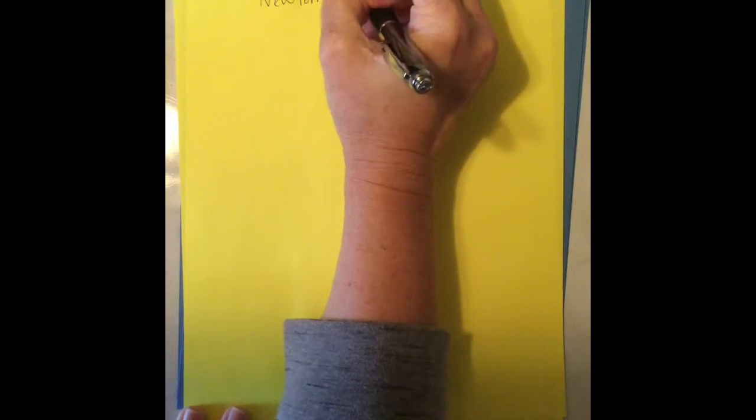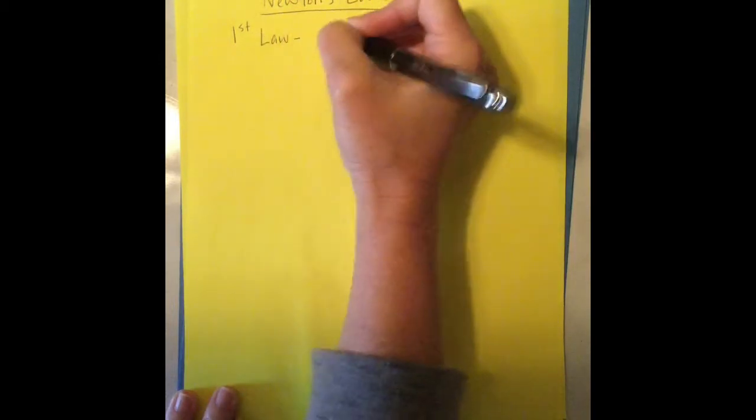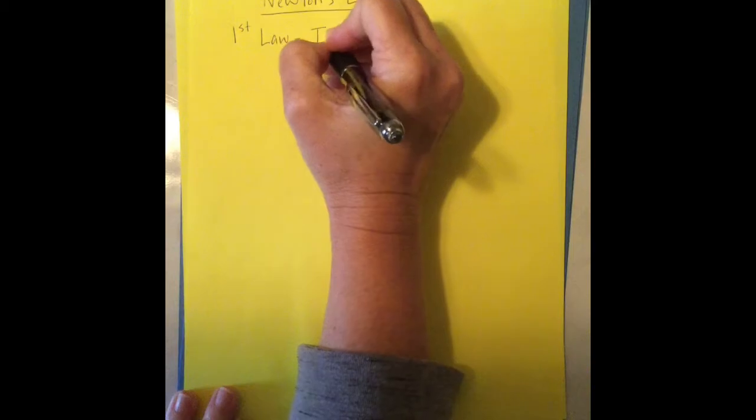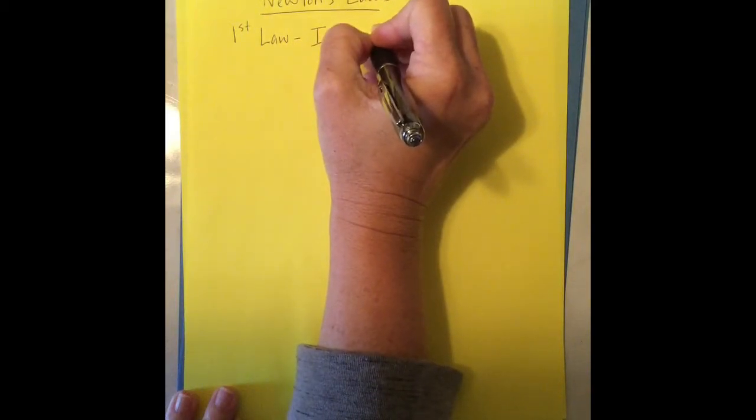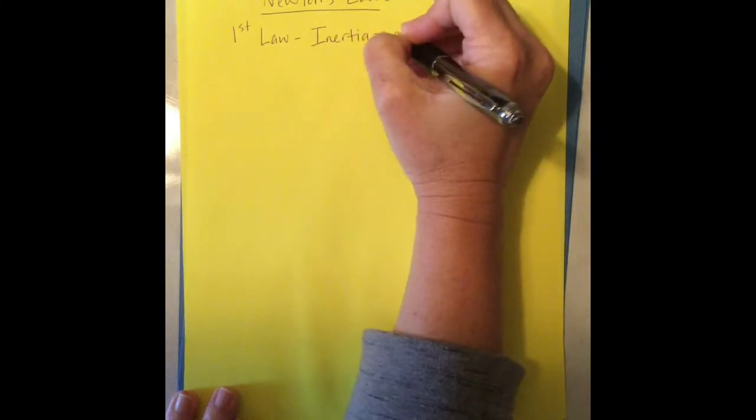The first law, remember, the first law is the law of inertia. And the law of inertia says that an object in motion will remain in motion, and an object at rest will remain at rest unless acted upon by an unbalanced, or sometimes called outside, force.